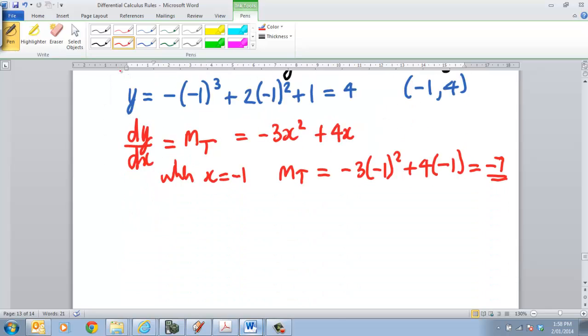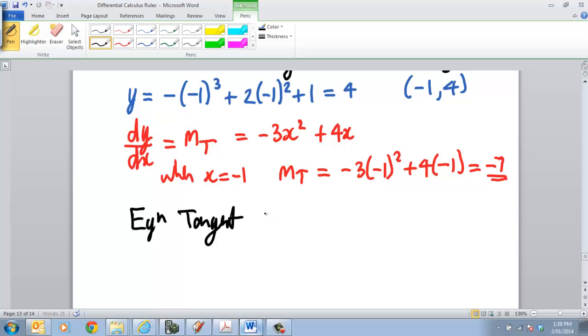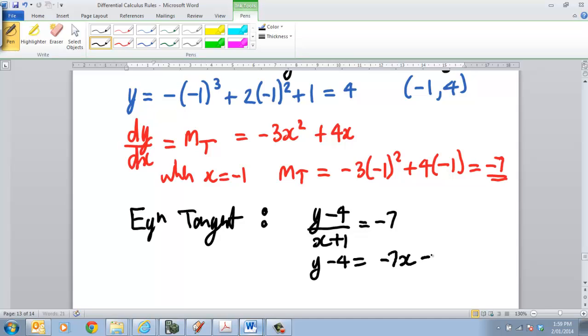So the next step I have to do is to find the equation of the tangent. So therefore that's going to be what? Well, we know it's going to be y take 4 over x plus 1, and that's all equal to negative 7. So y take 4 is equal to negative 7x take 7. So therefore y is equal to negative 7x take, it's negative, that's plus, so that'll be take 3. Alright, so that's the equation of my tangent.